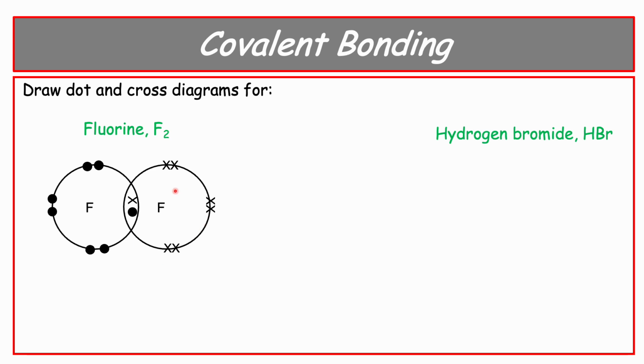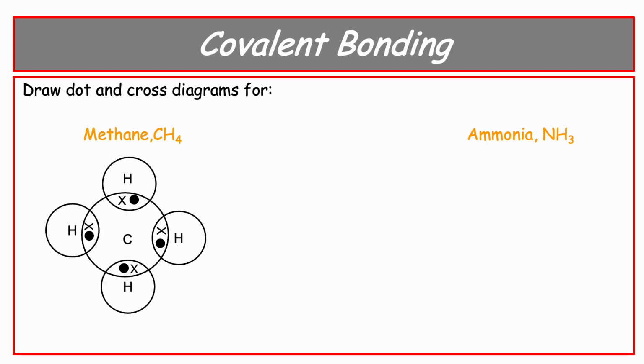They are stable. HBr, hydrogen bromide, well, hydrogen has 1 electron. The bromine has 7. So they both need 1 electron to get a full outer shell. So they're going to make 1 covalent bond. So I've got 1 dot and cross between those 2 atoms. Hydrogen has now 2, and bromine has access to 8. So they are both full and both have a stable arrangement of electrons in their outer shell.